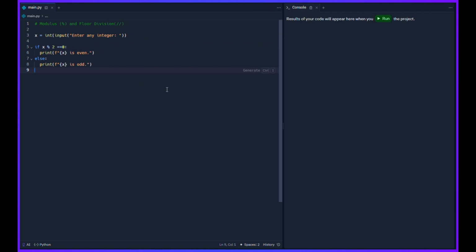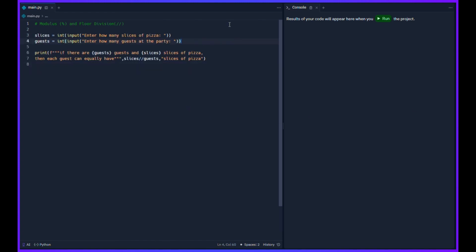Now with the floor division, let's say we have a function of slices of pizza. So let's say there's 12 and we have 5 guests at the party. We can equally share 2 without having to divide a pizza and share it. So there's obviously going to be a remainder of 2 because 12 divided by 5 is 2 with a remainder of 2. So each guest can have 2 pizza slices.